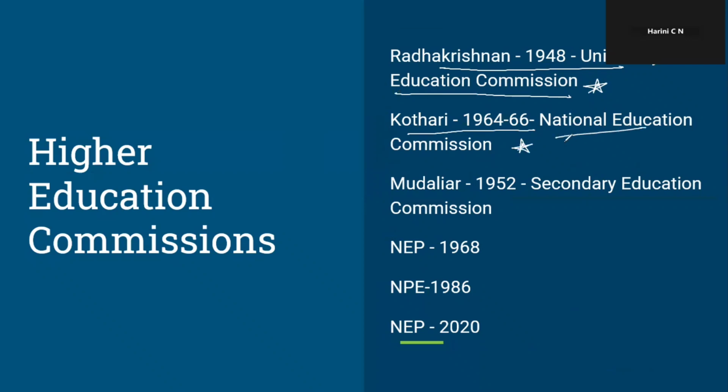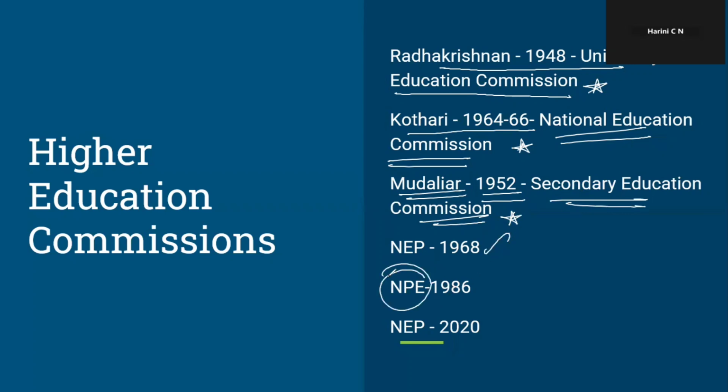It is also called the National Education Commission. Mudaliar Commission 1952 is called the Secondary Education Commission. National Education Policy started in 1968, then the National Policy on Education was 1986, and this one is National Education Policy 2020. After every 20 years. This is very important.